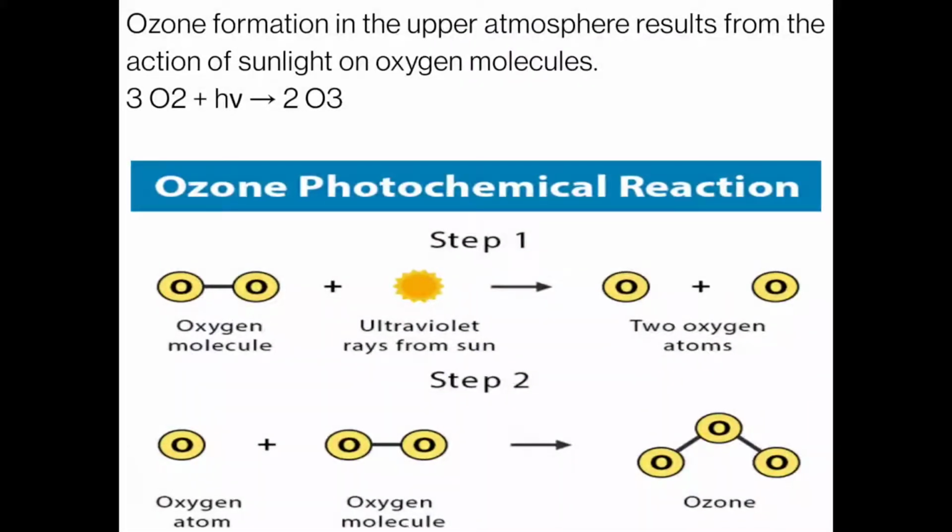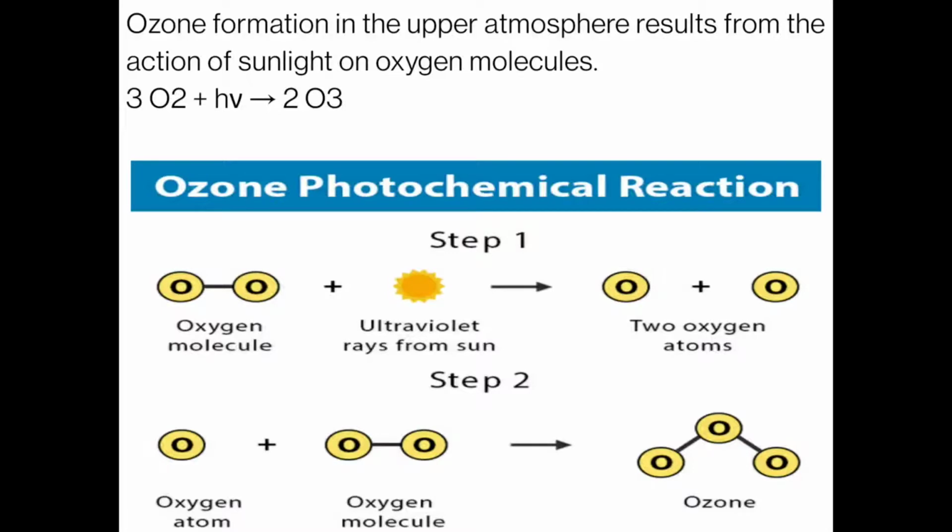Now, at last, I give an example of ozone depletion. Ozone formation in the upper atmosphere results from the action of sunlight on oxygen molecules. The equation is 3O2 + hν (light) gives 2O3. Now we can see the photochemical reaction of ozone formation.